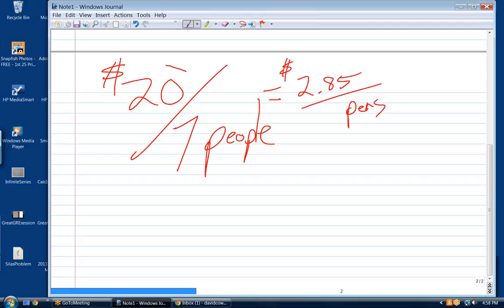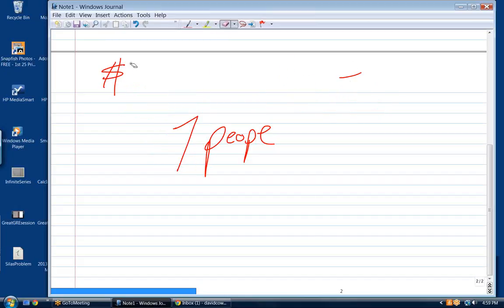So even if these don't divide evenly by a number, you can still convert it to a unit rate. In other words, every person at that dinner needs to shell out $2.85, and in total it will come to $20 and pay the bill. That's a pretty good deal. That's less than McDonald's. That must be Long John Silver's or something. That's about the cheapest fast food place I can think of. Taco Bell, maybe?